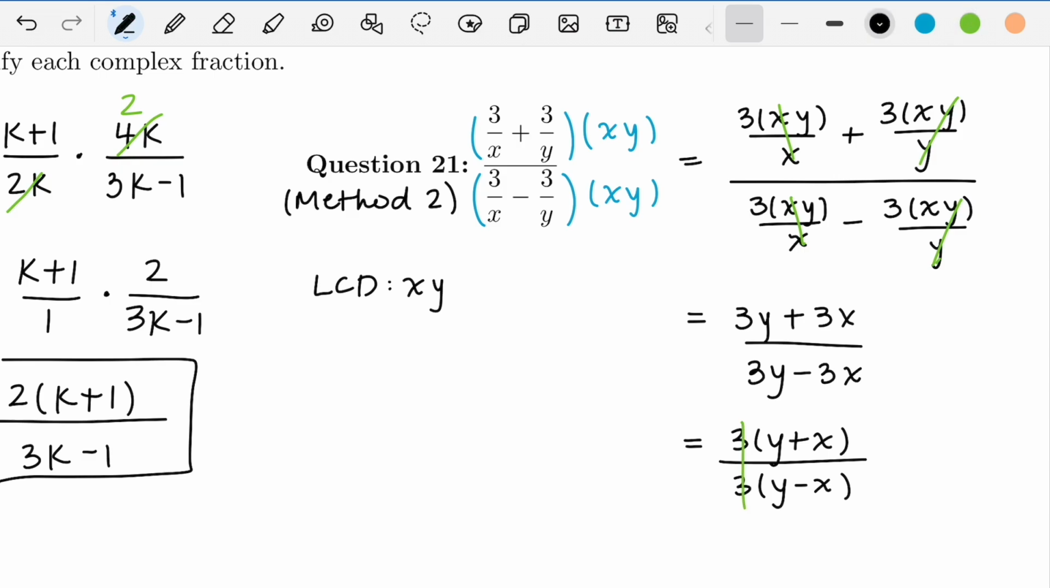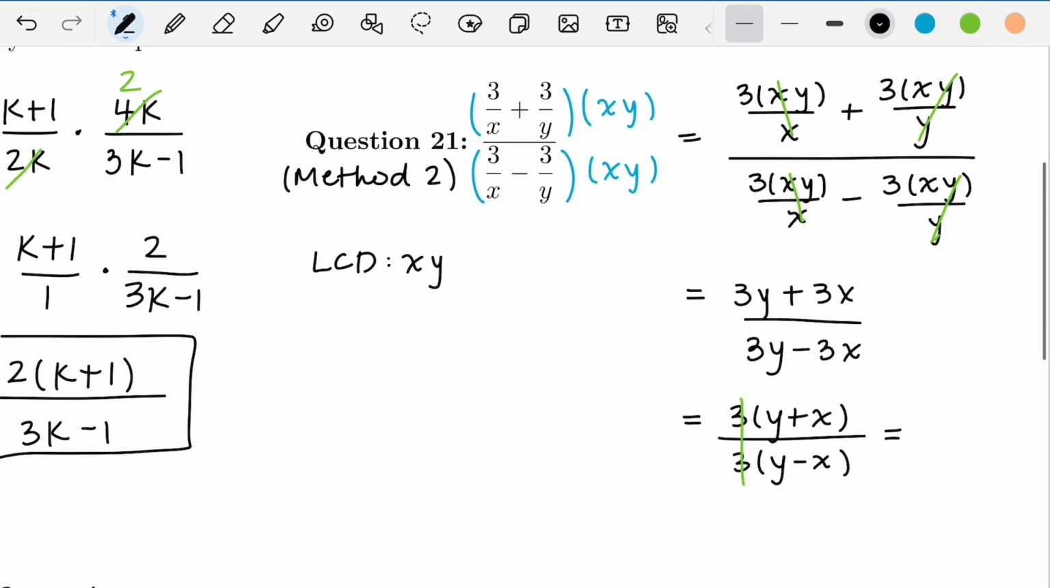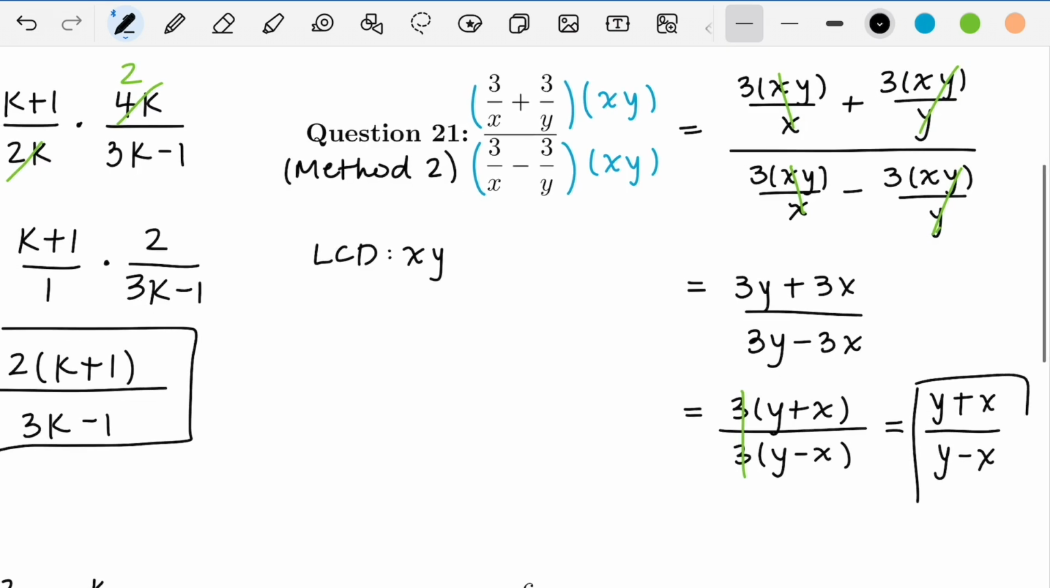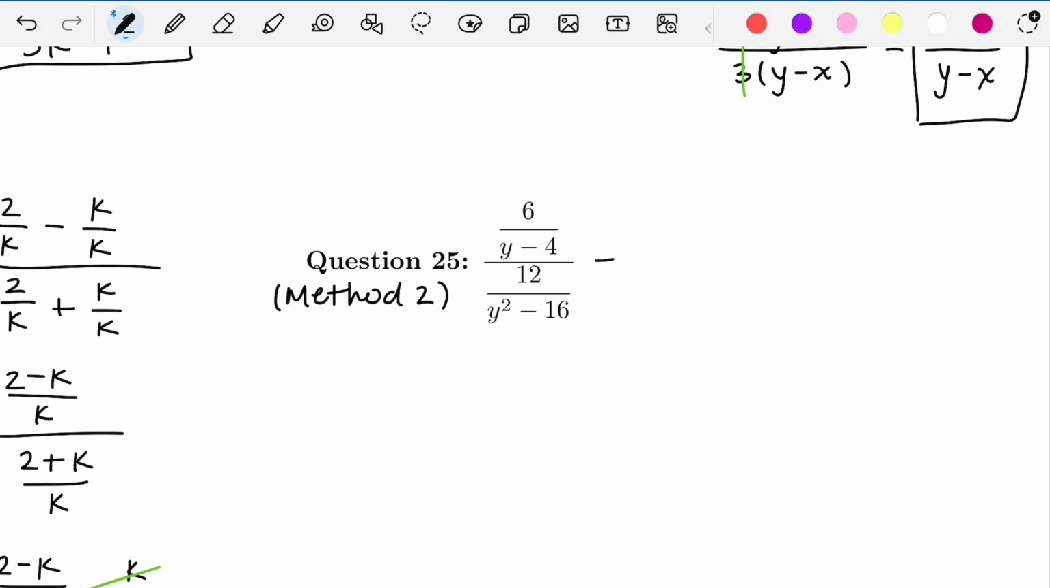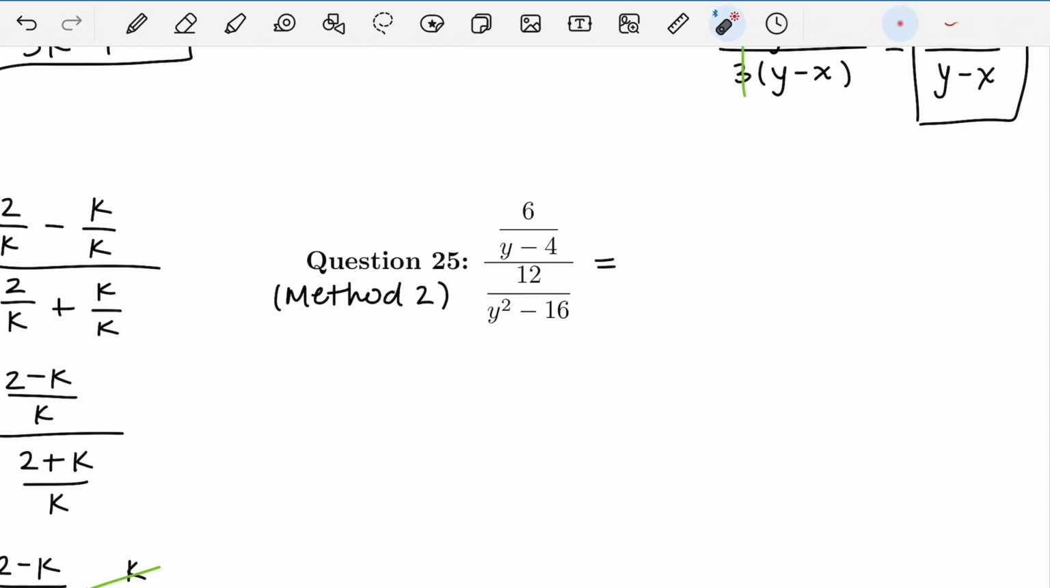Doing so, these 3's will cancel, and then our final simplified version of this complex fraction is going to be y plus x over y minus x. For this next example, we're again going to use method 2 to simplify this complex fraction, so we need to figure out what the least common denominator is going to be. So for this one, it's a little bit trickier. It's not obvious right away what the least common denominator could be.